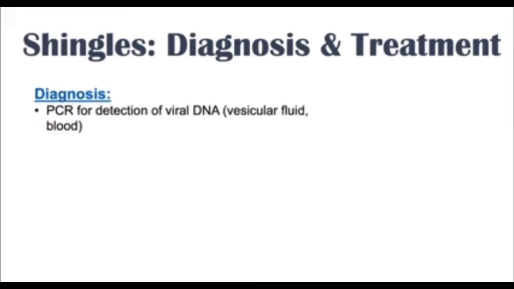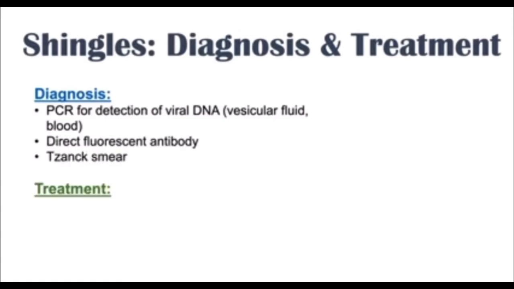The diagnosis of shingles involves PCR for detection of the viral DNA. If we were to take a swab of the vesicular fluid or blood, we can run that through PCR and actually see the herpes zoster virus. And we can do direct fluorescent antibody, or we can do a Tzanck smear. Treatment of shingles all depends on the timing of the acute eruptive phase.